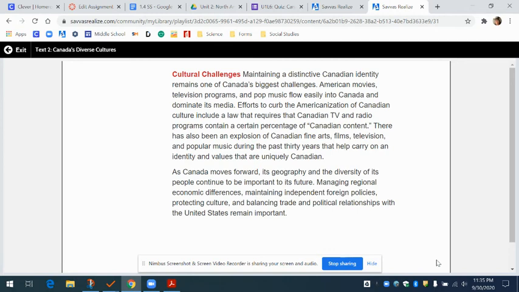There has also been an explosion of Canadian fine arts, films, television, and popular music during the last 30 years that help carry on an identity and values that are uniquely Canadian. As Canada moves forward, its geography and the diversity of its people continue to be important to its future. Managing regional economic differences, maintaining independent foreign policies, protecting culture, and balancing trade and political relationships with the United States remain important.